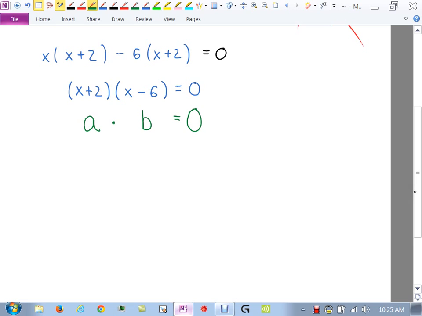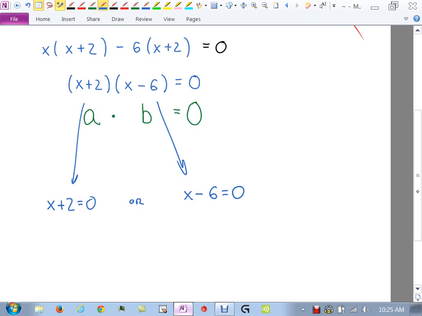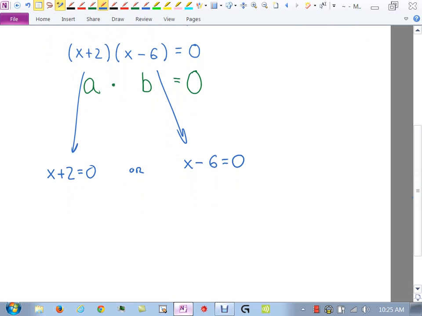Now, according to the 0 factor property, if two things multiply to be 0, right? If a times b equals 0, then that means the first one is 0 or the second one is 0. So what I'm going to do now, using the 0 factor property, is split this off into two separate problems. It's now going to become x plus 2 must equal 0 or x minus 6 must equal 0. Does that make sense, what I just did? That's applying the 0 factor property.